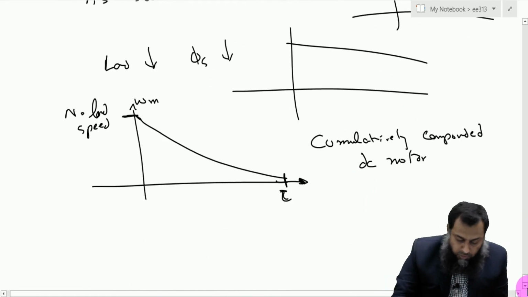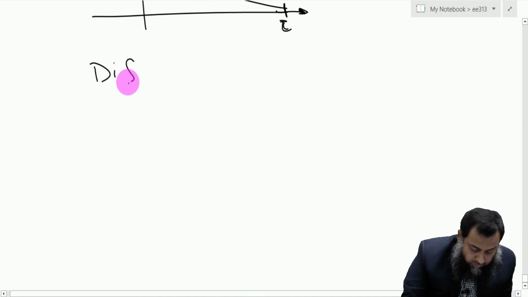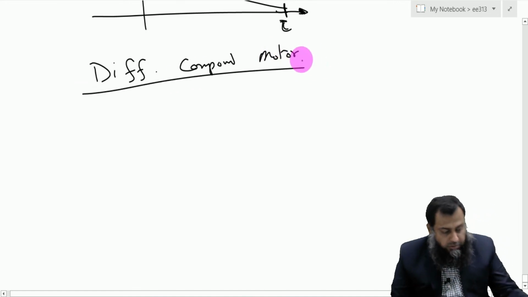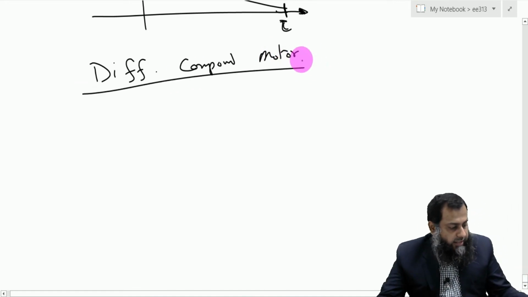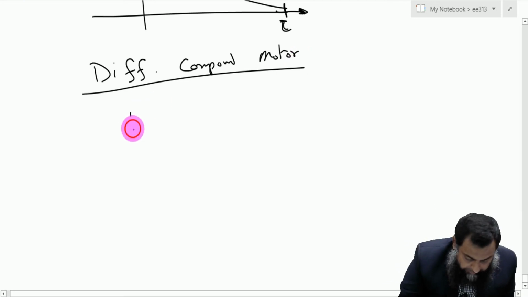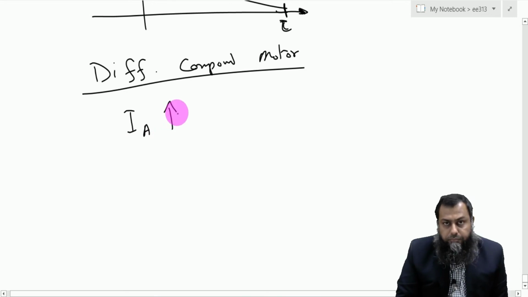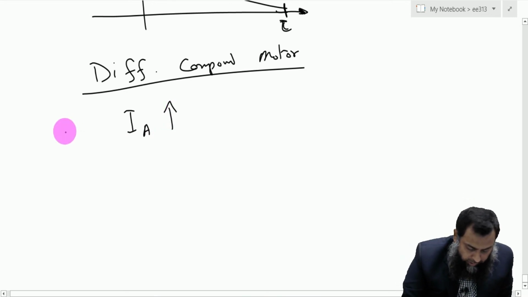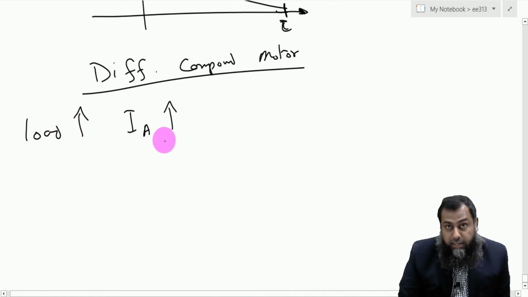Now a differential compound motor is never used. It is not used for a reason. Let us discuss that. Now suppose that Ia is increased, because we have applied the load. So the mechanical load is increased. Consequently, Ia has increased.